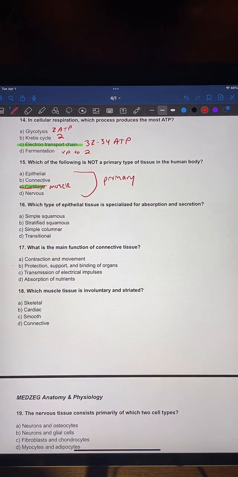16, which type of epithelial tissue is specialized for absorption and secretion?